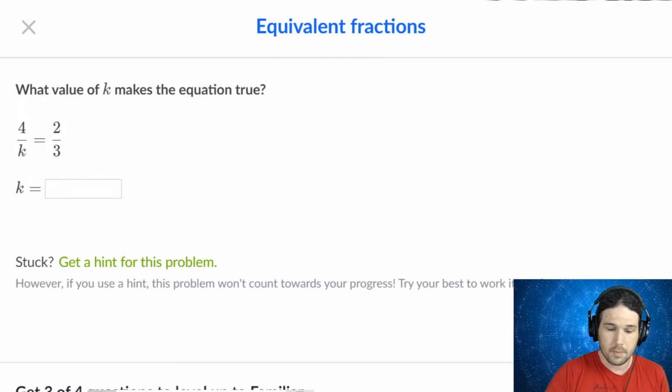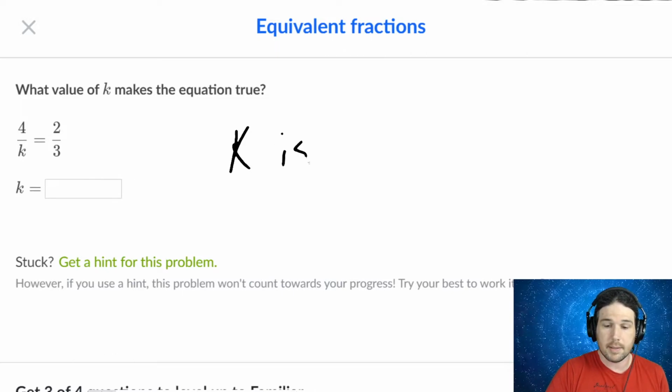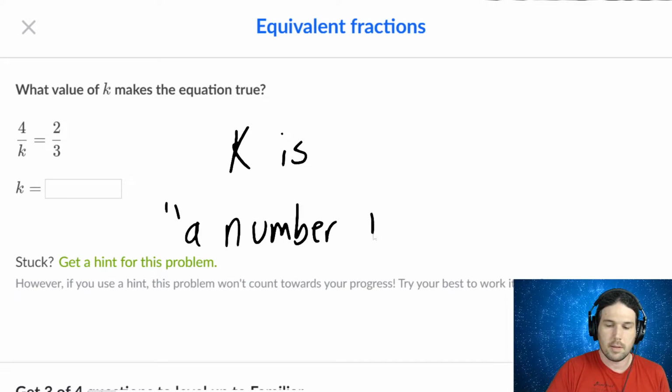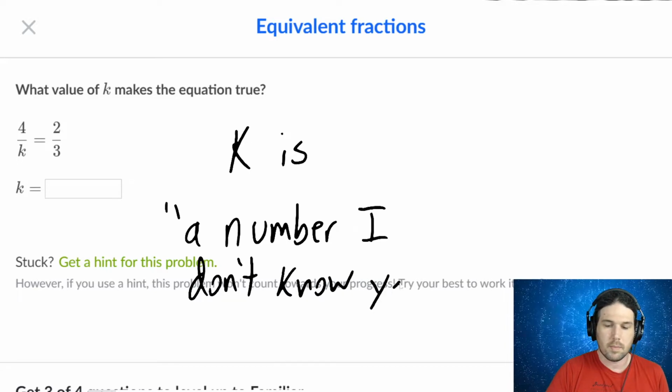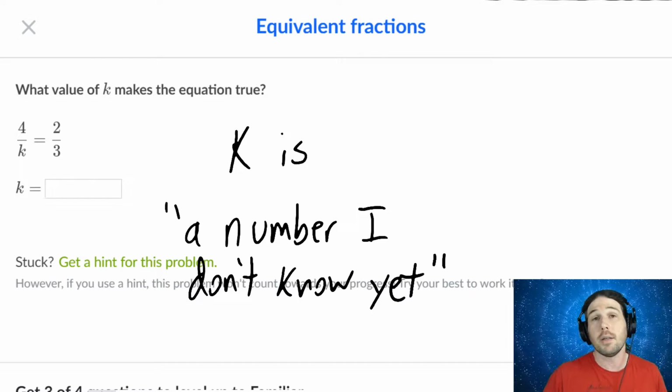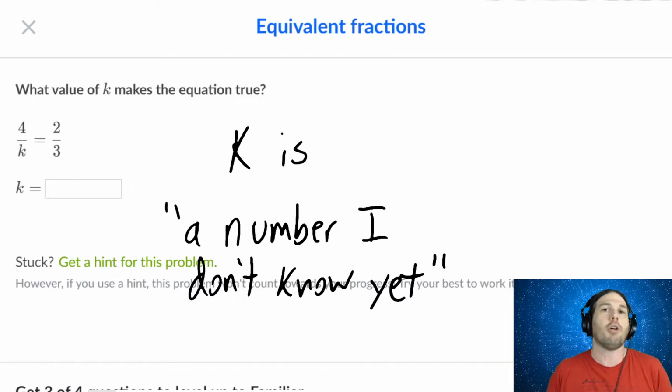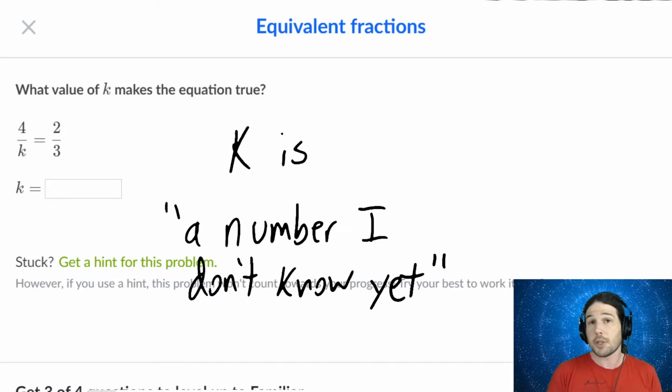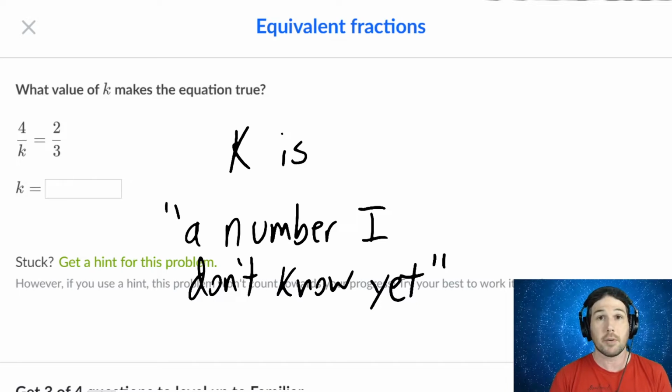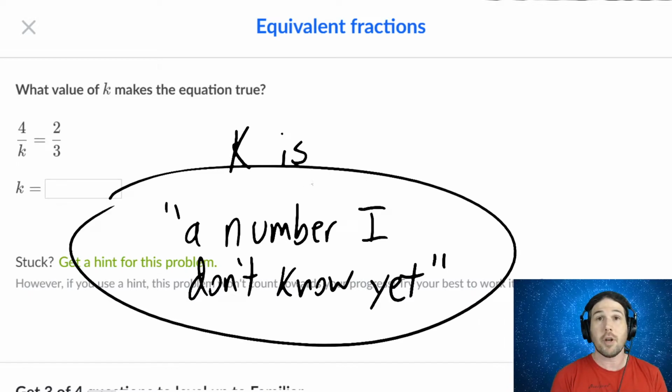K is a number I don't know yet. Later on, like in high school, we will expand that definition to also mean a number that can change depending on circumstances. But for right now, all K means is that number that I don't know yet. The reason that we use K is because writing a number that I don't know yet over and over and over again is super inefficient.